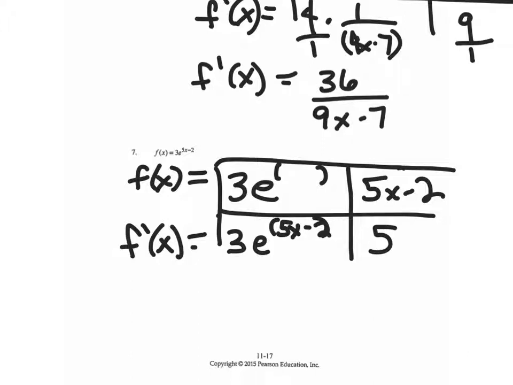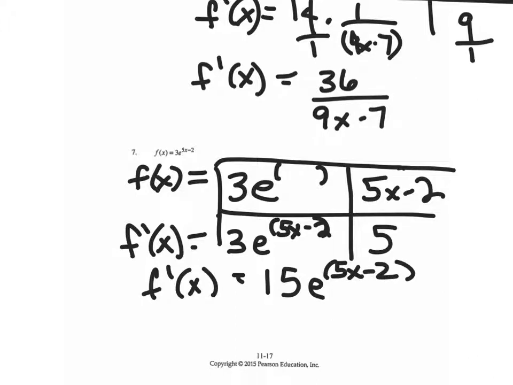Just 5. Are we ready to clean this thing up? I think so. Multiply straight across, what do you get? 15e raised to the 5x minus 2 power. Very good. Any questions on that? All right, time for another example.